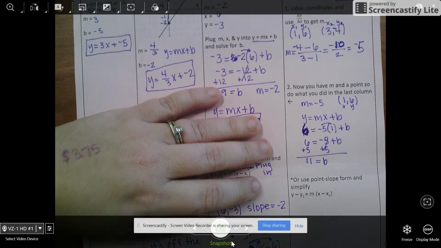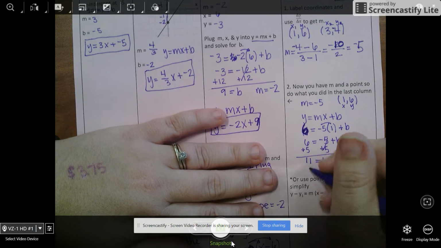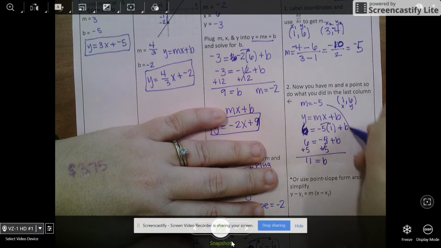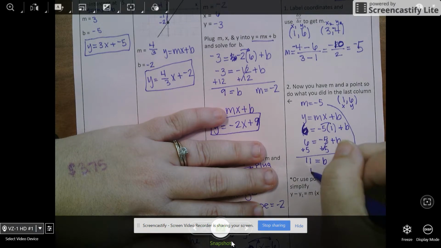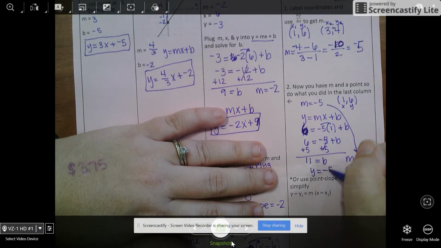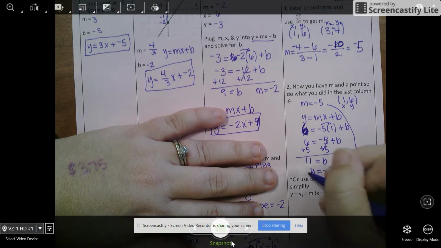So once I have that, I just plug it back into my y equals mx plus b. Remember, M was -5. So I got y equals -5x plus 11.